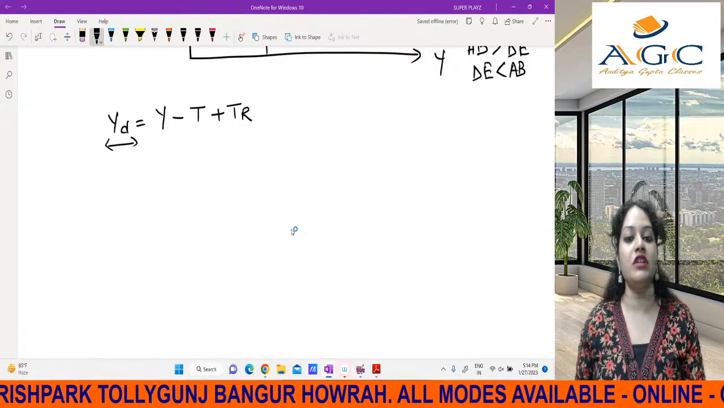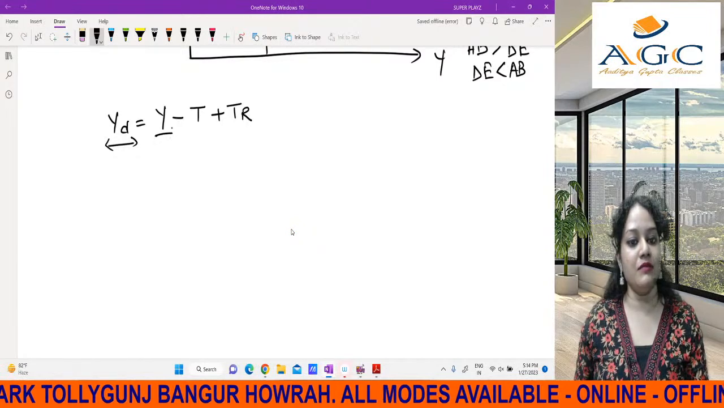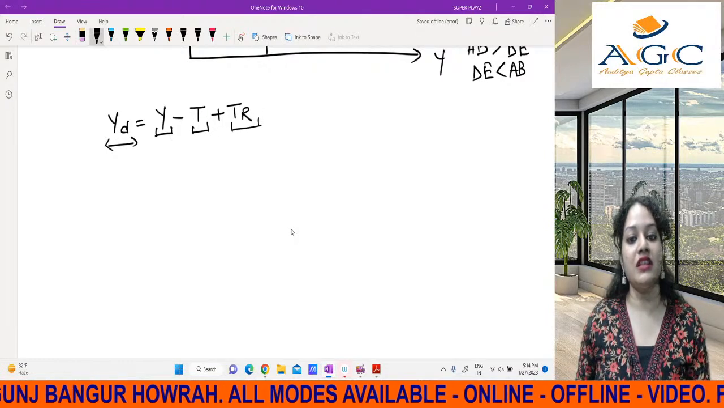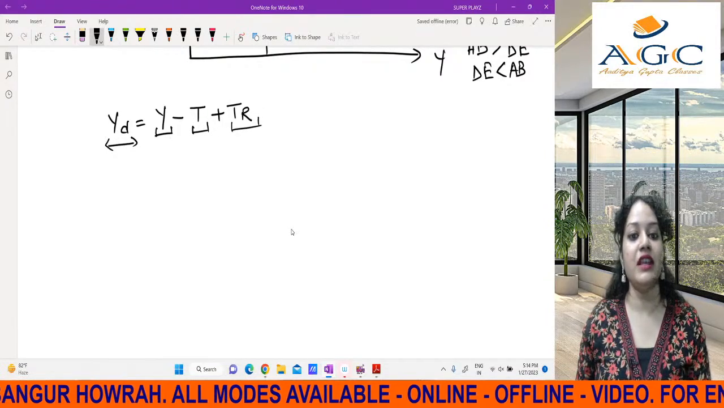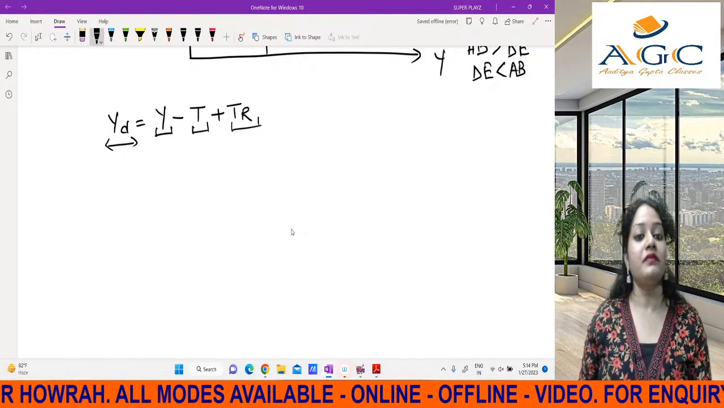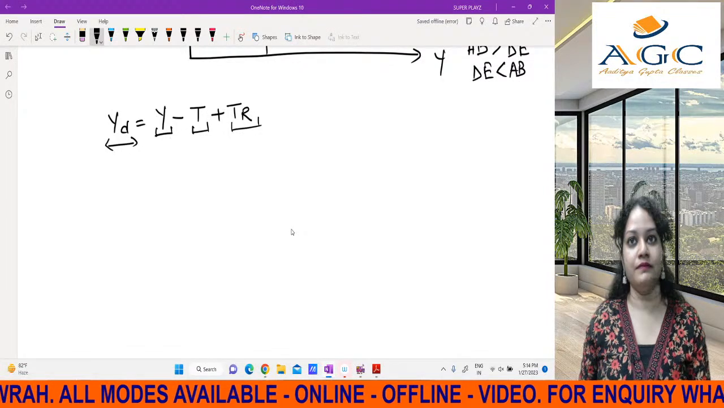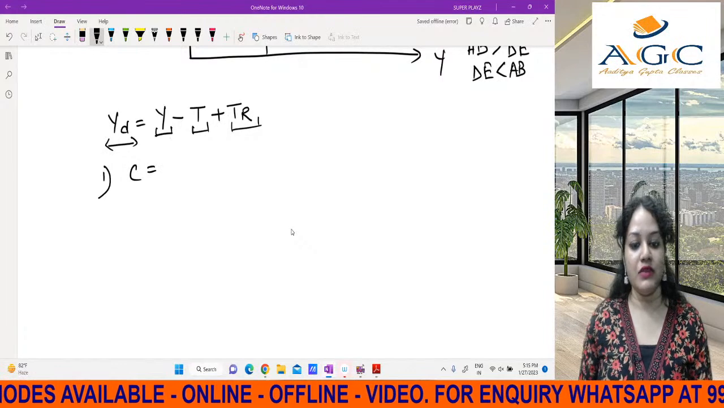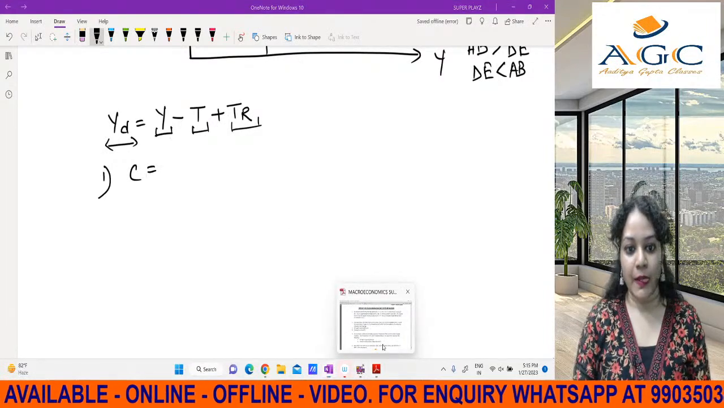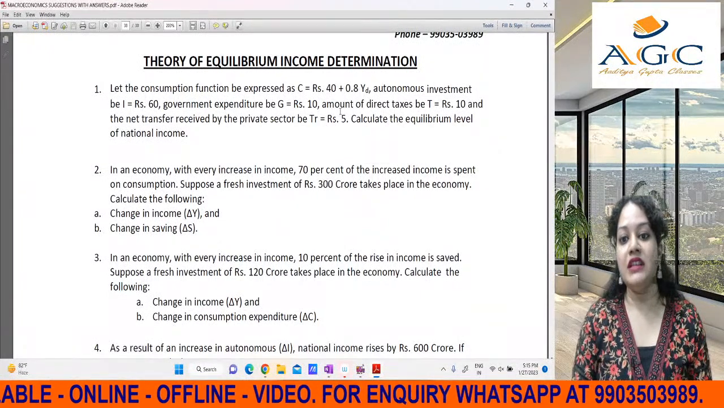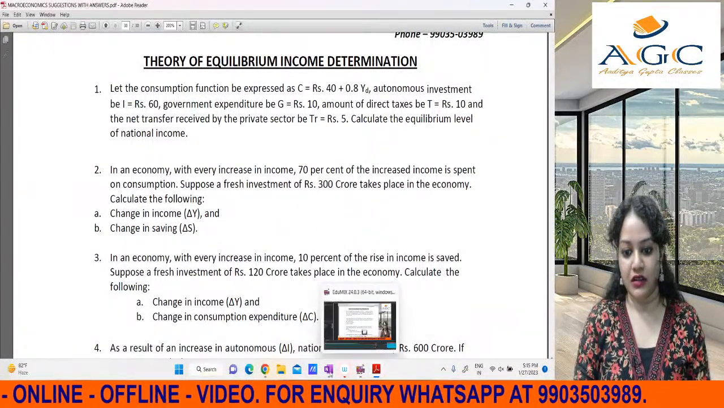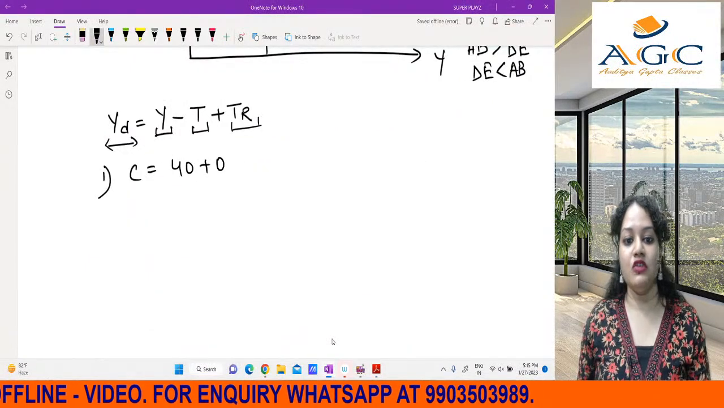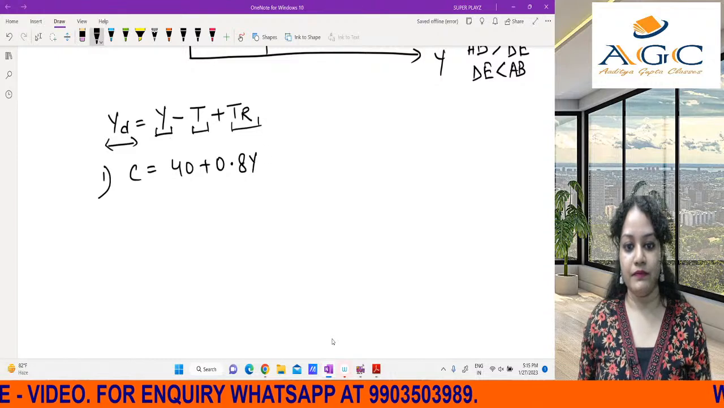So the formula for disposable income is what? This is the income that we are receiving. This is the tax that is getting deducted, and this is the transfer payment that we are receiving, which is an income for us, right? I hope this formula is clear. Okay. Now starting on with the sum. In the sum, it was given that consumption is rupees 40 plus 0.8 YD.